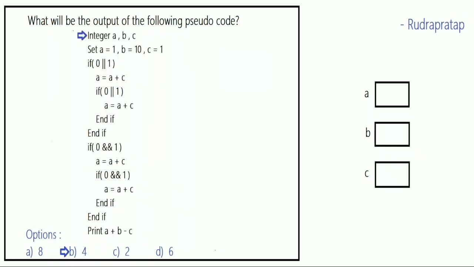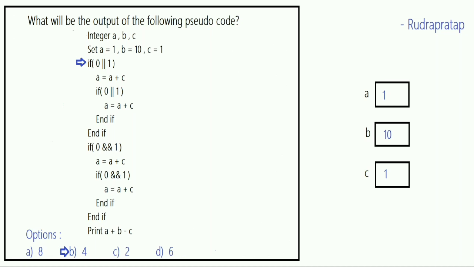This question is only going to check our basic understanding of logical OR operator and logical AND operator. In this question we have three variables A, B and C, and initial value of A is 1, initial value of B is 10, initial value of C is 1. After that we have an if condition, and in the if condition we have 0 or 1.